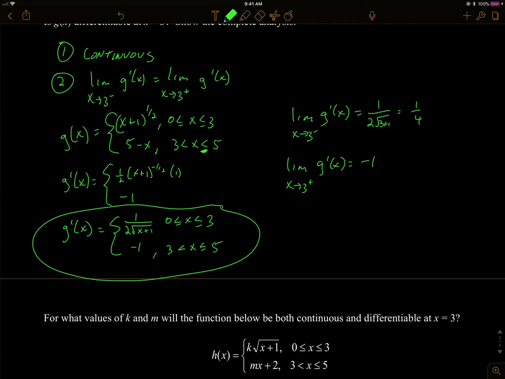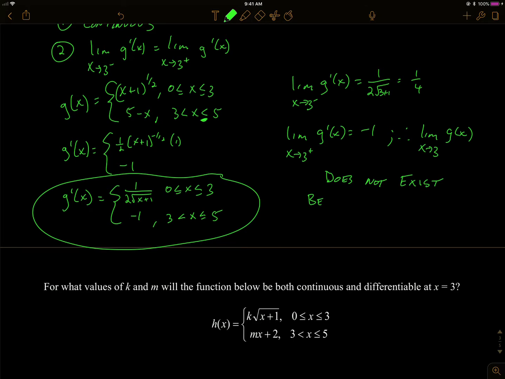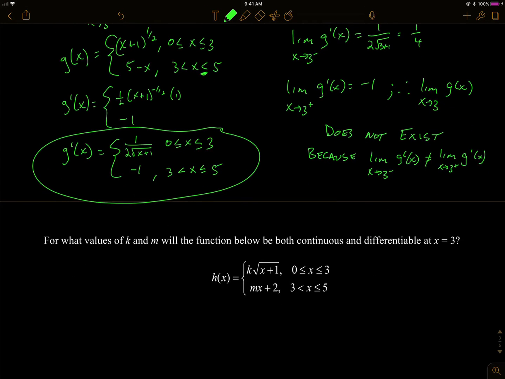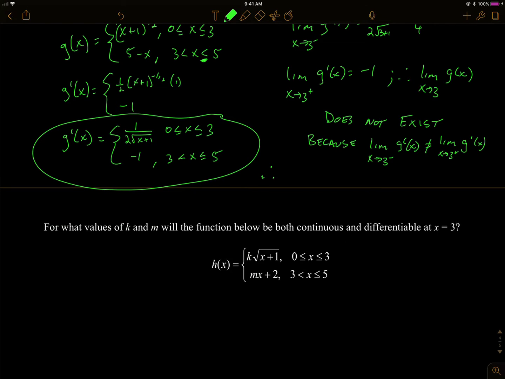So therefore, the function is not differentiable because criteria 2 was not met. The limit from the left does not match the limit from the right of the derivatives, right? So the limit as x approaches 3 of g prime of x does not exist. That should be a g prime of x, not a g of x. I'm finding the limit of the derivatives because the limit from the left of g prime of x does not equal the limit from the right of g prime of x. And again, I need to put a prime on that first limit. So therefore, the function is not differentiable at x equals 3.